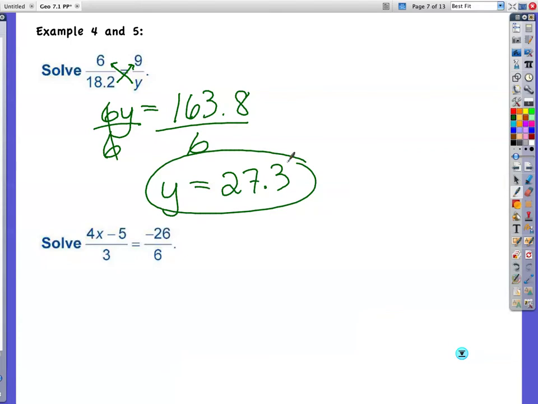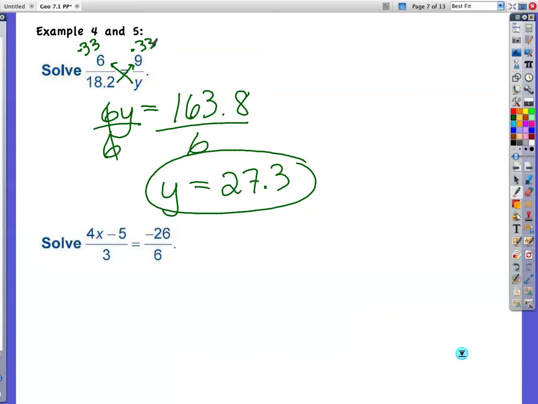And what you could do to check your work is you could take 6 divided by 18.2, and I'm getting 0.329, so I'll put 0.33, and then take 9 divided by 27.3. Oh my gosh, I'm getting 0.329, so it's 0.33, so it does work out. So you can always check your answers on those types of problems.